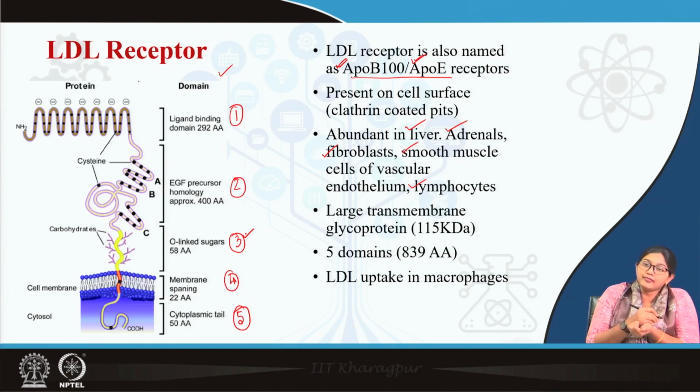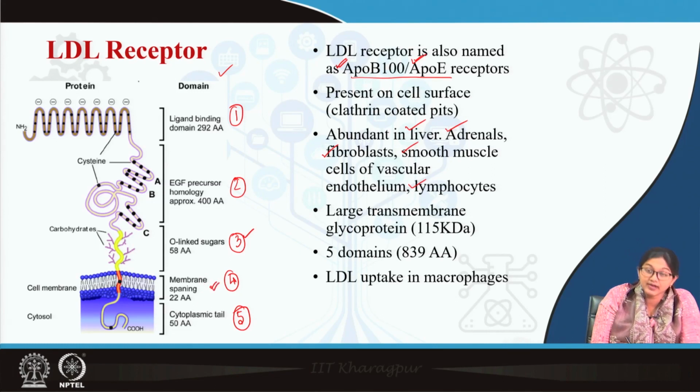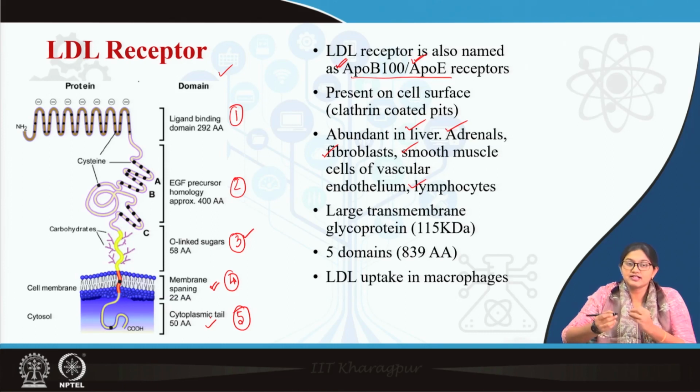Next domain is the membrane spanning domain. This part is basically the transmembrane spanning domain. Then the cytoplasmic tail. Now, the cytoplasmic tail is the domain which is causing endocytosis of the ligand receptor complex. So, these are the 5 domains of the LDL receptor.